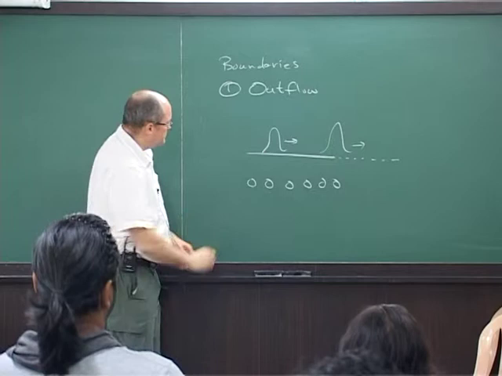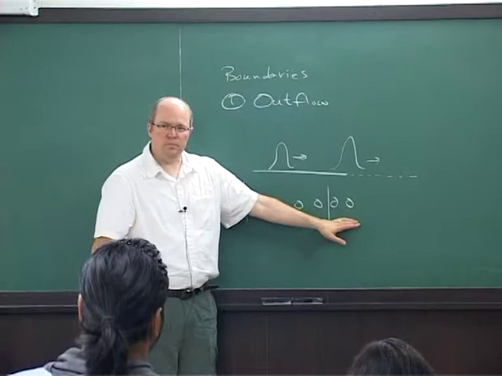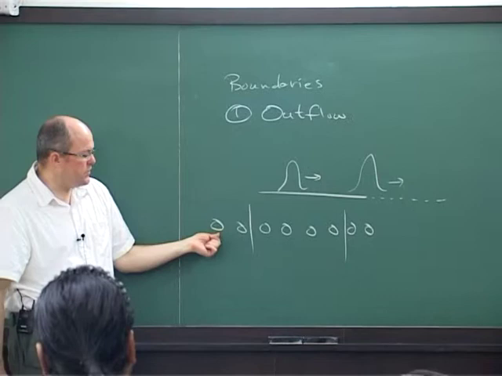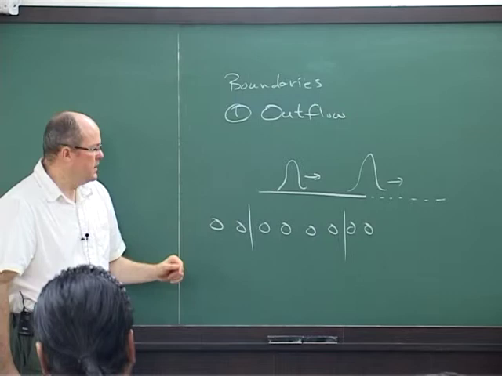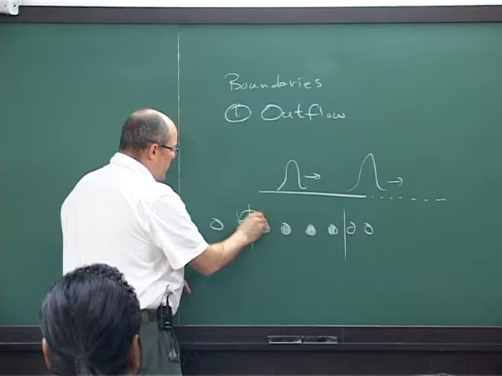I'll draw a few more here just for fun. What I do is I take two points on the end, the first two points and the last two points, and I do not update these points with my numerical scheme. If you're trying to update this point with a numerical scheme, you don't have enough information because you don't know what the numerical flux over here is. And so what we do is we evolve these points here with the numerical scheme on the inside. And then I take this value here and I copy it over here and I copy it over here. And the same on the right-hand side.